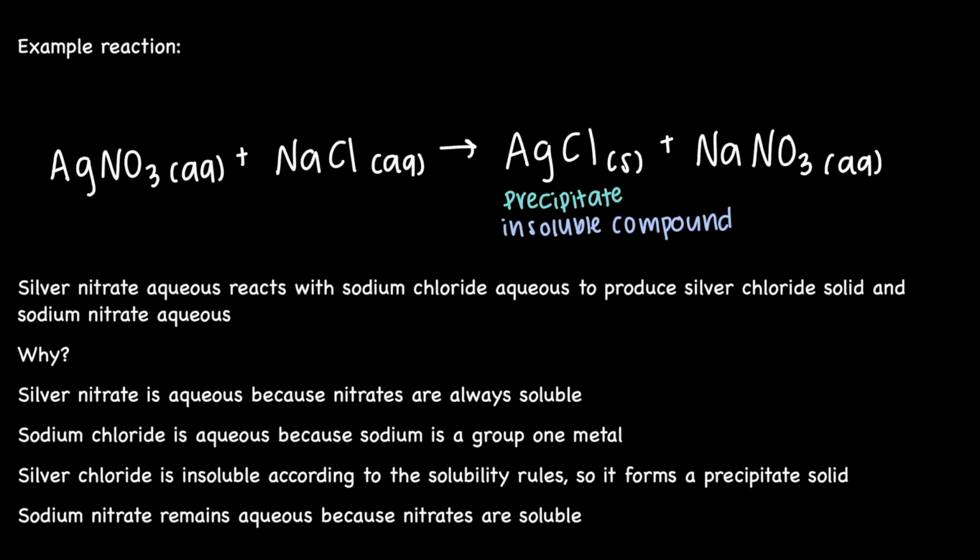Why? Silver nitrate is aqueous because nitrates are always soluble. Sodium chloride is aqueous because sodium is a group 1 metal. Silver chloride is insoluble according to the solubility rules, so it forms a precipitate solid. And sodium nitrate remains aqueous because nitrates are soluble.